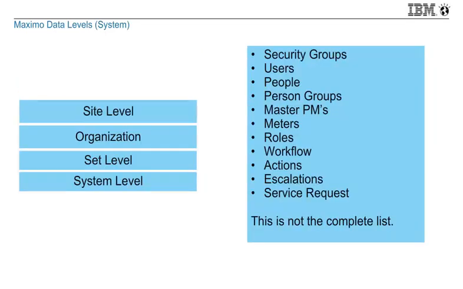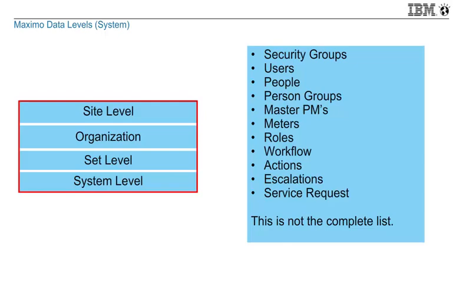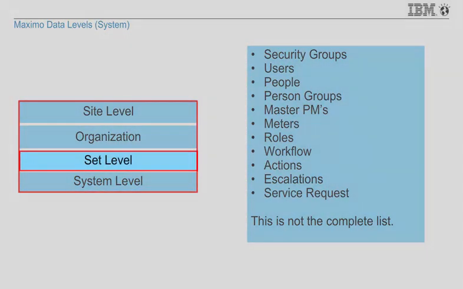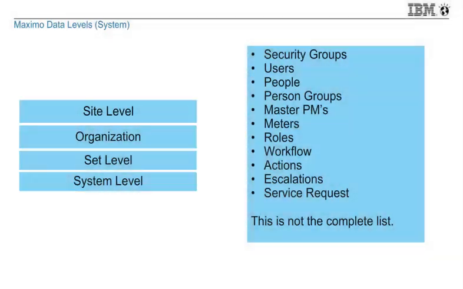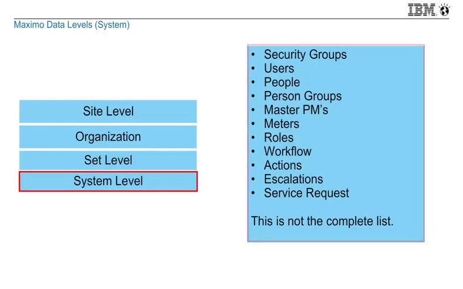As mentioned, there are 4 basic levels of data segmentation in Maximo: system, set, organization, and site level. At the system level, you will find many of the standard features and functions of the Tivoli Process Automation Engine, TPA, such as security groups, users, people, person groups, roles, and more. Data at this level can be shared by all organizations and sites within those organizations. Access to this data is generally limited to specific administrative users.